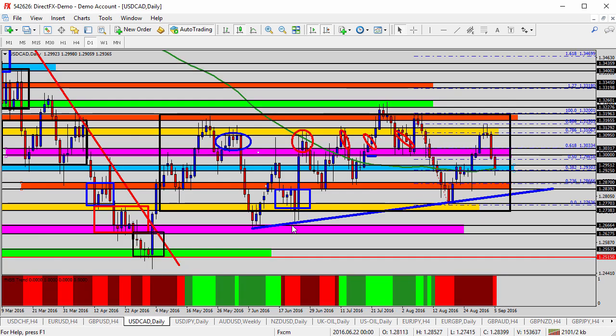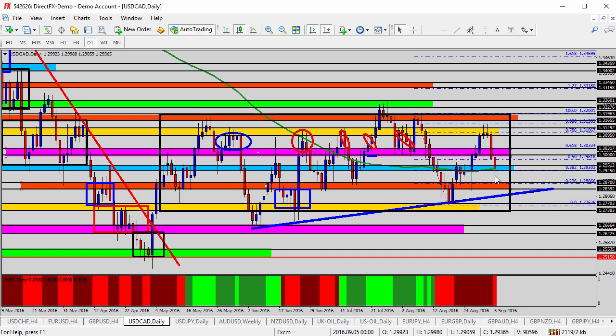Moving on over to the USD CAD, we see again somewhat of a range. The black box that you see here on the chart, resistance at the top, support at the bottom, multiple resistance at the top and support at the bottom. We're right smack in the middle of that black box, and that range has basically been in place since the beginning of May of this year. We've seen the fall, we've seen the rally, we're now seeing a fall phase.